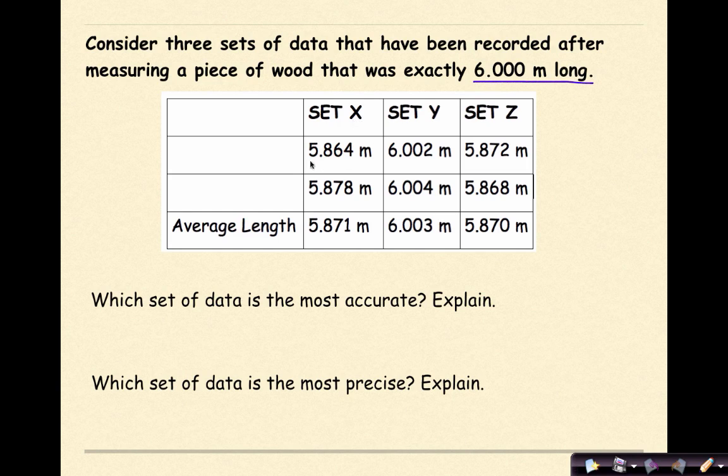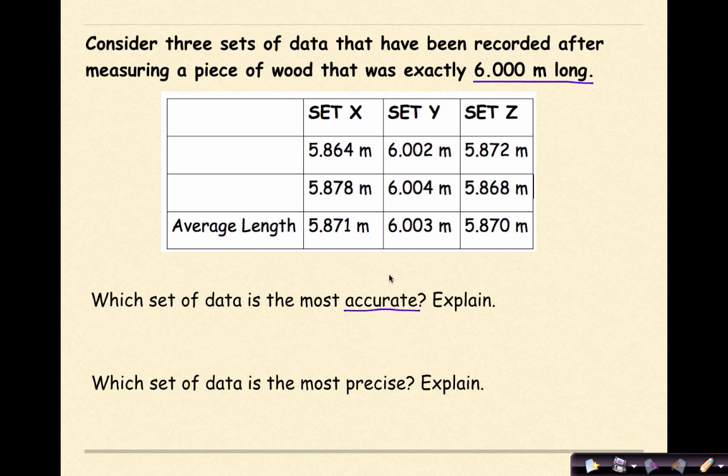We have set X, 5.864, 5.878, 5.871 meters. We have set Y, 6.002, 6.004, and 6.003 meters. And finally, set Z, 5.872 meters, 5.868 meters, and 5.870 meters. Which set of data is the most accurate?